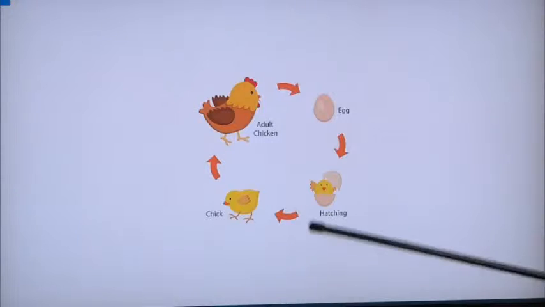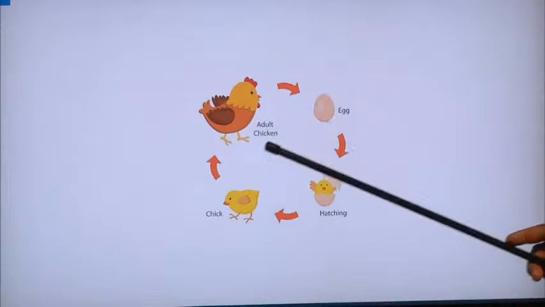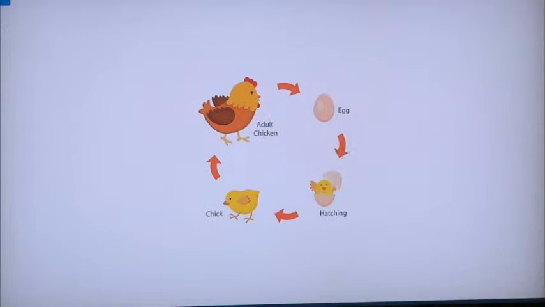So the chick will also grow by eating. If you feed the chick, it will also grow and become what? An adult chicken, which is what? A hen. So this is how they also grow.